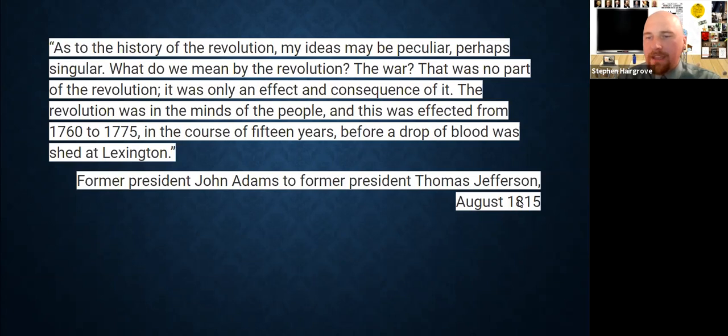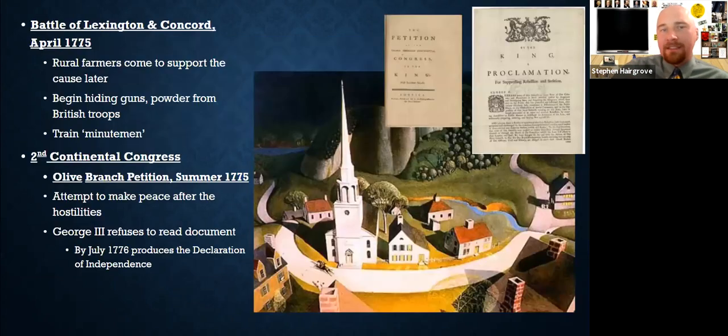So I just want to use that to illustrate that with all of these acts, that's really the ultimate effect of all of this: the colonists, the Americans, as I'll begin to start referring to them, saw themselves as fundamentally different from the identity they had before. And so then we get to the Battle of Lexington and Concord.